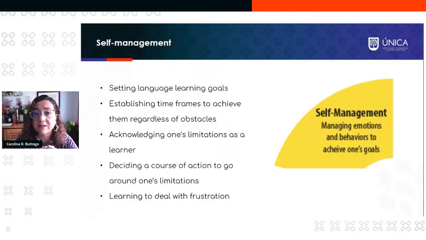Acknowledging one's limitations as a learner. Yeah. What is so difficult for you? What is the most difficult aspect of learning English for you? Oh, teacher, I don't understand anything. Okay, why don't you understand? Tell me why. They don't know. They don't know what their limitations are. So have them explore them. Invite them to explore their own limitations. Deciding a course of action to go around one's limitations, right? This is another way. Okay, so that's your limitation. You don't understand. Okay, what can you do?